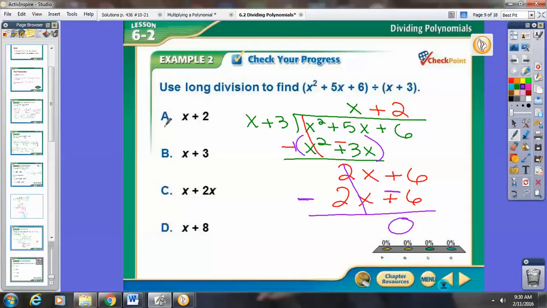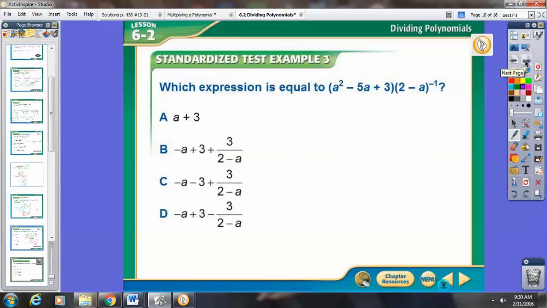That's our answer. Circle it with A. So like I said, these previous two have been nice and they've had no remainders. Let's look at one where we do have a remainder. Now this problem's written a little bit different than the others, but it's saying the same thing.